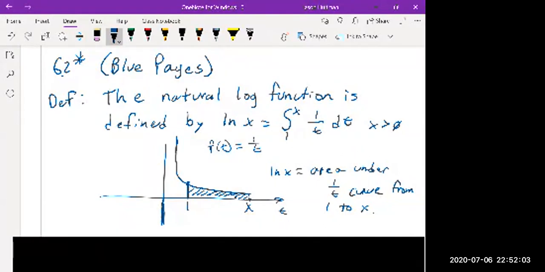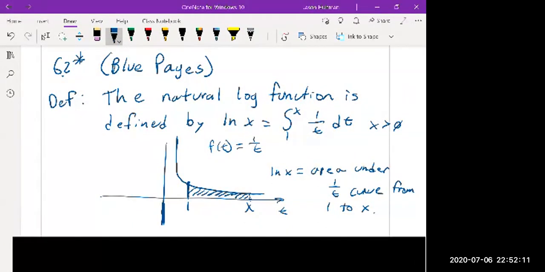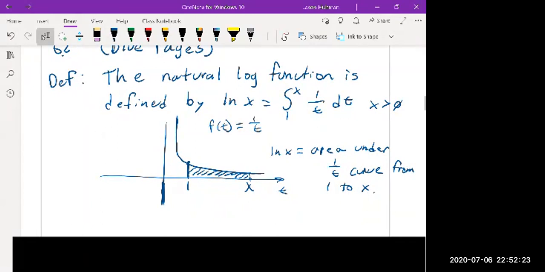This area under the curve here, that's the natural log. That's some cool stuff right there. I don't know why everybody doesn't take Calc 2. This is some sweet math. The natural log function is defined by natural log x equals the integral from 1 to x of 1 over t dt, x greater than 0. So the area under the 1 over t curve from 1 to x is the natural log function. That's how we define it.